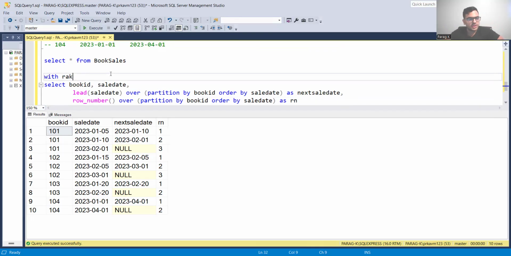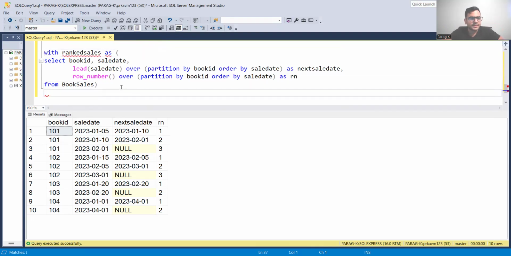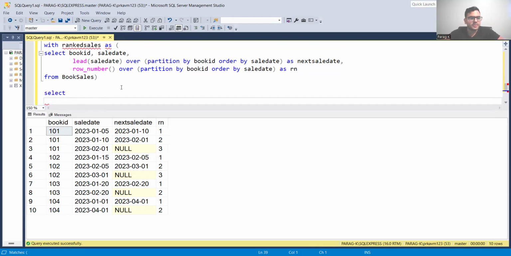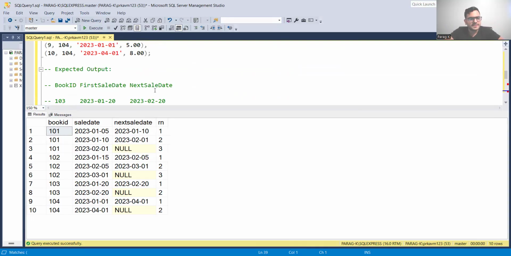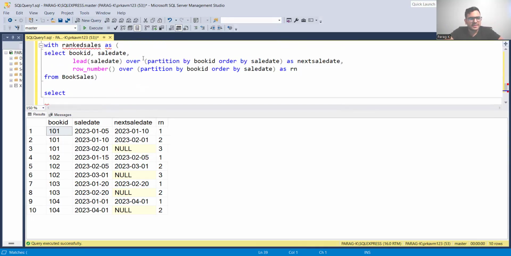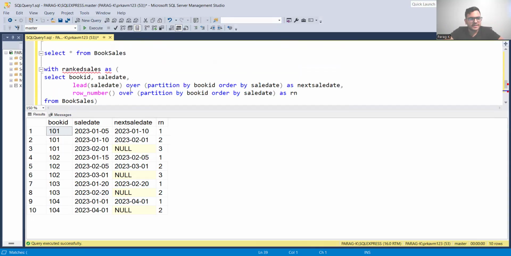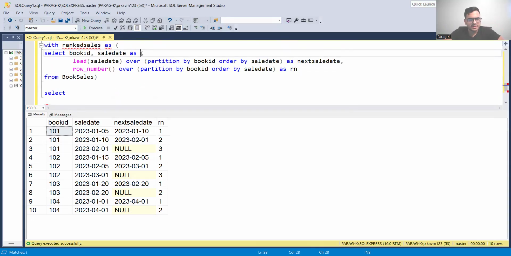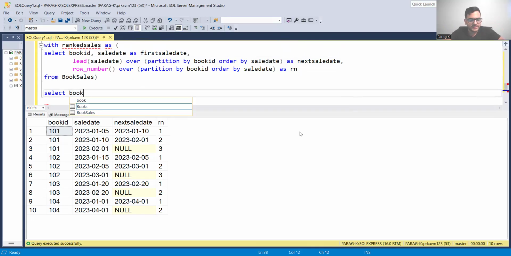Now I'm just going to do something called filtering here. Ranked sales, I'm just going to put this here. And what is the format they're looking at? What is the output? Book ID, first sale date, next sale date. They have just put this as first sale date, nothing else. So I just want it to be book ID.